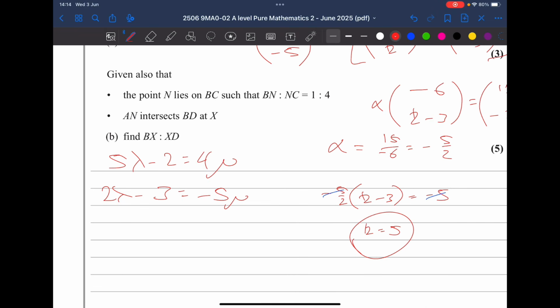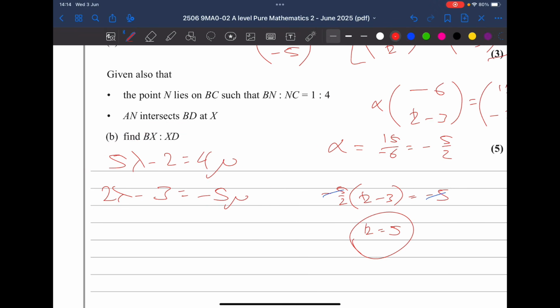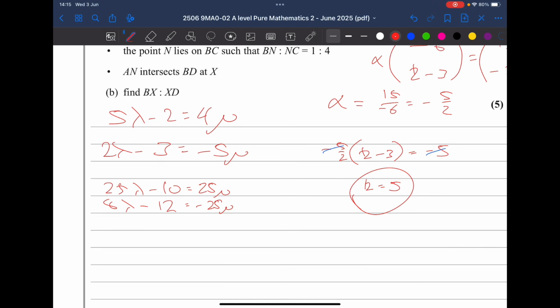However you want to solve these, I'm going to times them to make lambdas match. Actually, let's make 20. So top row times 5: 25 lambda minus 10 equals 25 mu. And for the bottom row, minus 25 mu, we times that by 4. So we have 8 lambda minus 12. Let's add these up. 33 lambda is equal to 22. Lambda is 2 on 3.